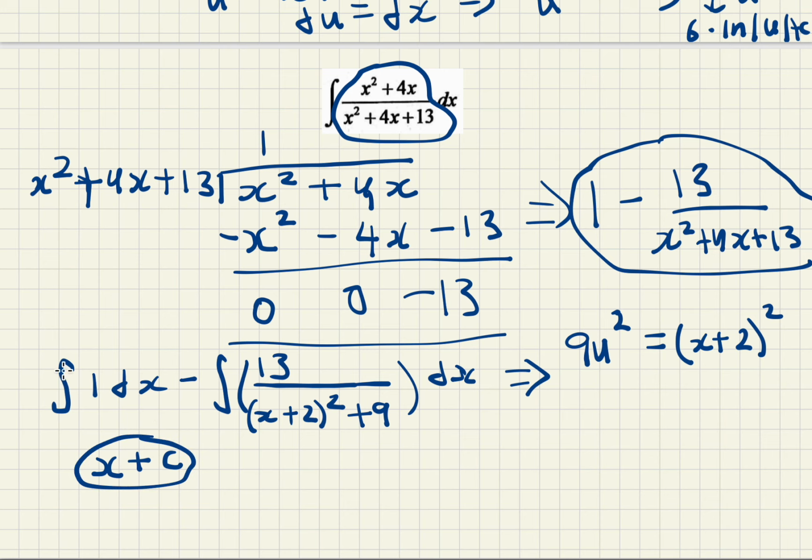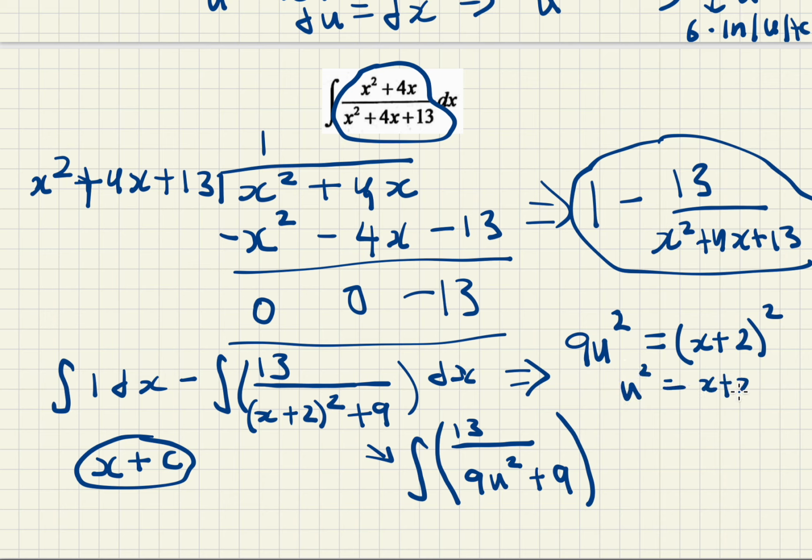So this is part of our answer, right? And we're evaluating this part for right now. So what we get is 13 over 9u squared plus 9. And since we removed x and put in values of u, we need to replace dx with du. So we just say u squared equals x plus 2 the whole square, divided by 9. And that means u is equal to x plus 2 over 3.